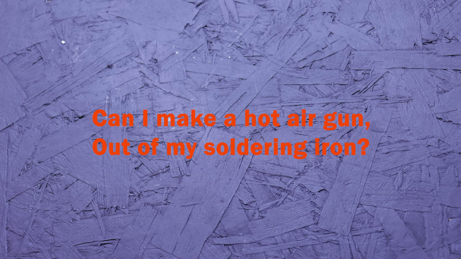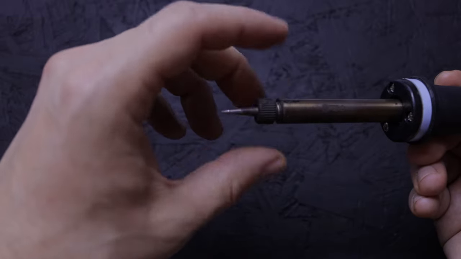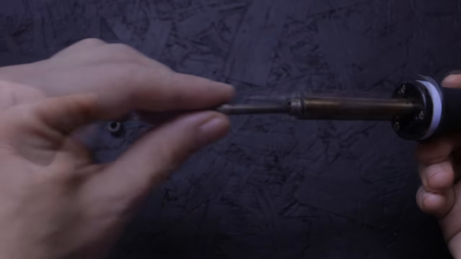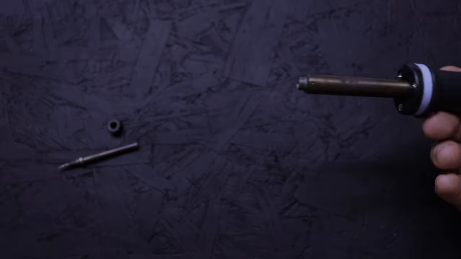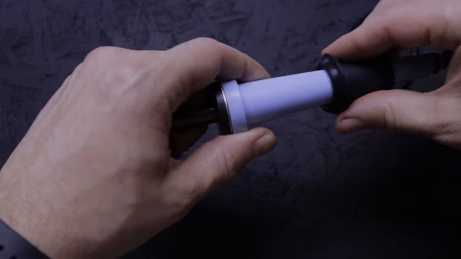I was very frustrated and an idea came to my mind. Can I make a hot air gun out of my soldering iron? First, I unscrewed the part which was holding the soldering iron tip. Then, I removed the soldering iron tip as well. I also removed the cushion grip out of the way to work easier.